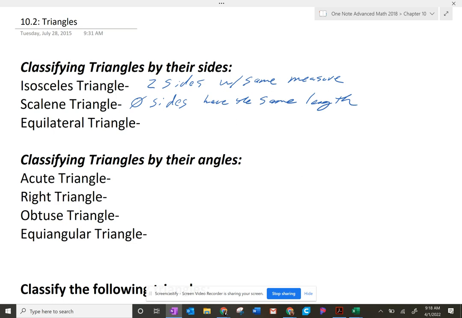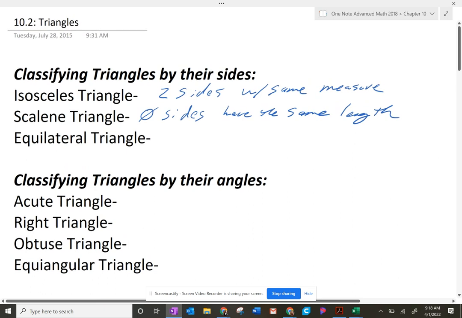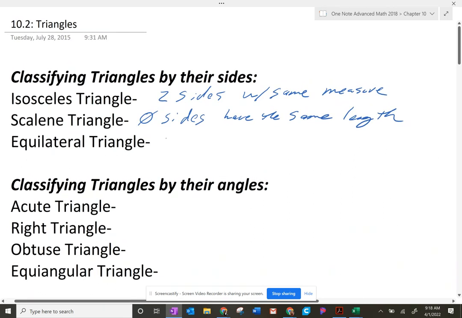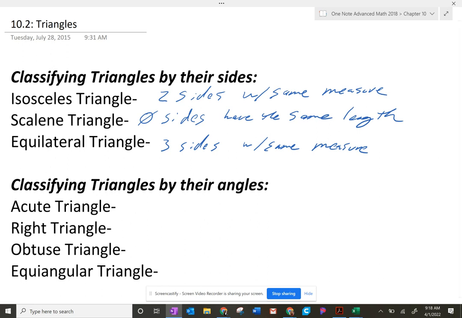And then the very last one, when we classify by sides, will be an equilateral triangle. It's going to be all three sides are the exact same. Okay, so that's classifying them by their sides. The next one's going to be when we look at the actual angles themselves.